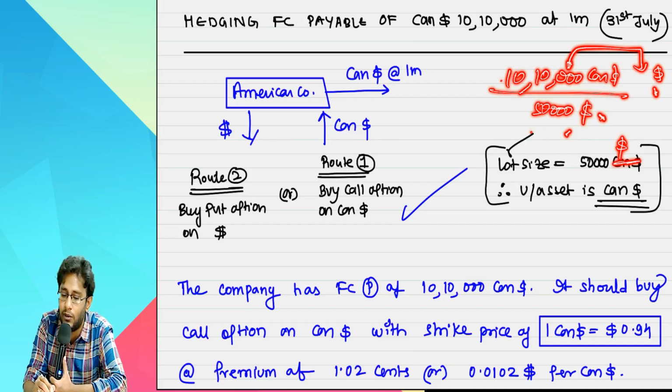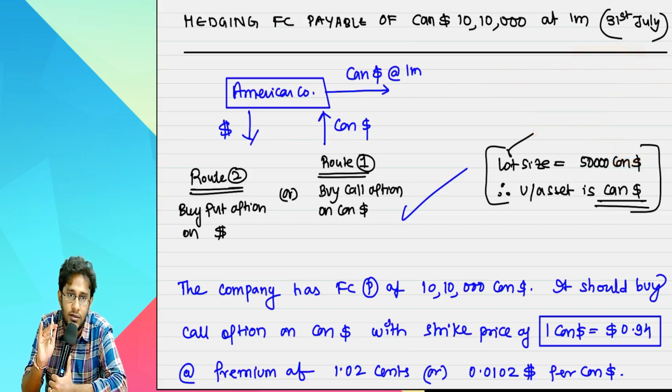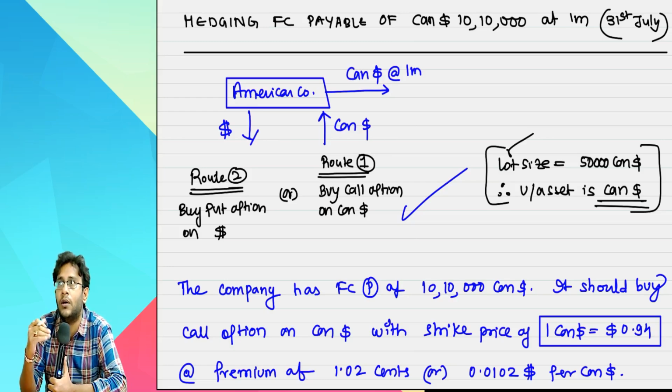That you have to divide by the lot size. Then you will get the number of contracts. Like that you have to work out. Are you understanding, sir? This sum is easy because the FC payable currency and your underlying asset currency are both the same.